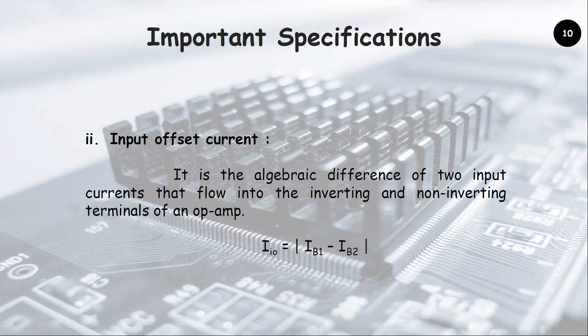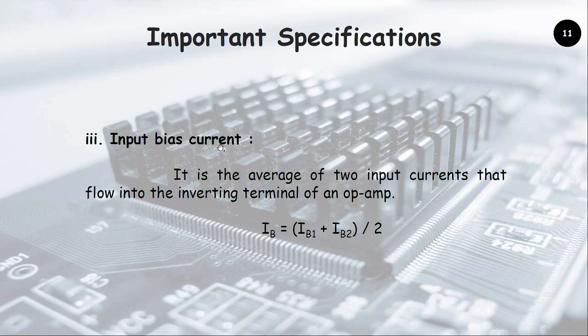Input offset current is the algebraic difference of the two input currents that flow into the inverting and non-inverting terminals of the operational amplifier. That is, the difference between the current flowing through the inverting terminal and the non-inverting terminal is the input offset current.